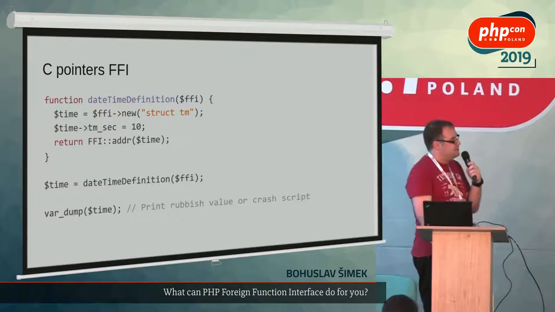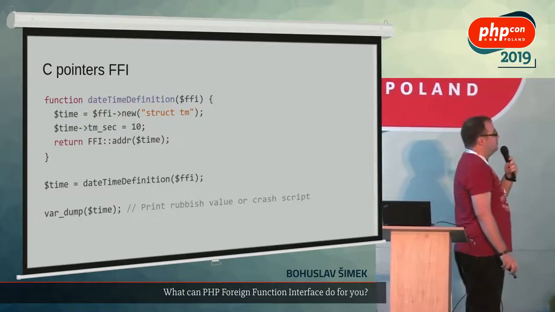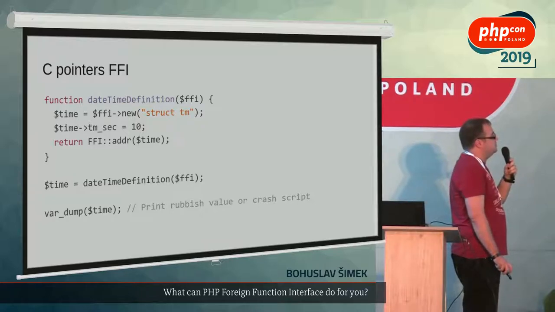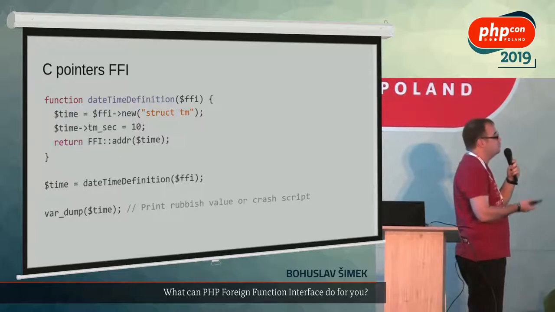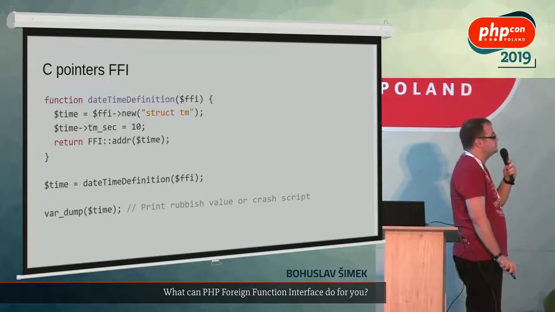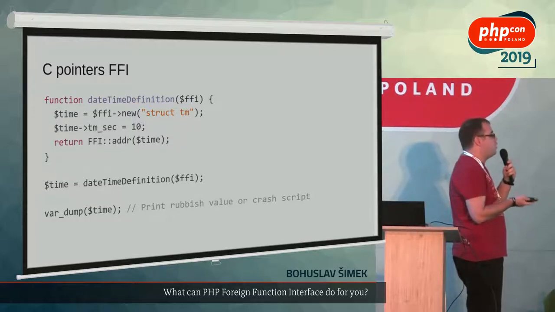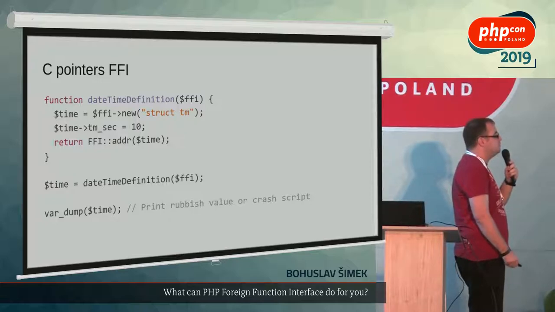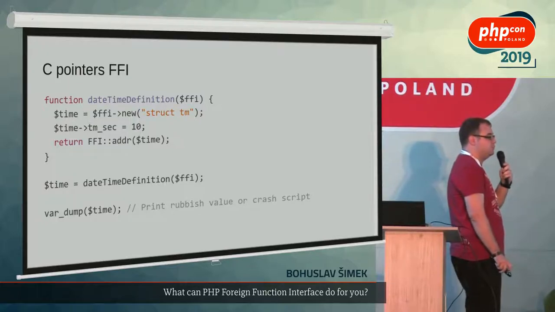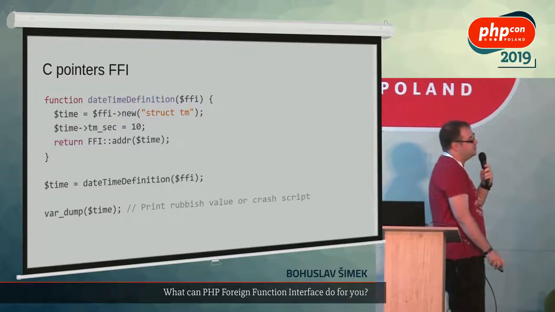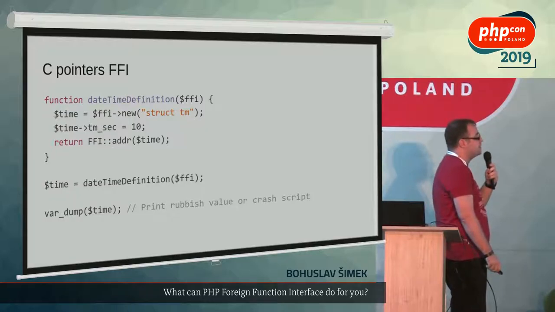Well, and I have an interesting example here. What I'm trying to achieve in this piece of code is to create a tm structure inside a function, and I set some value into one of its properties, and then I simply return a pointer to this structure. And then I simply want to work with the returned variable. So I, for example, call var_dump on this. And what is quite interesting, when I run this part of the code, the var_dump will print rubbish or simply crash the script. You can just toss a coin, because its behavior is a little bit undefined in this case.